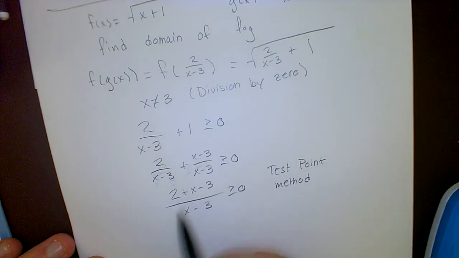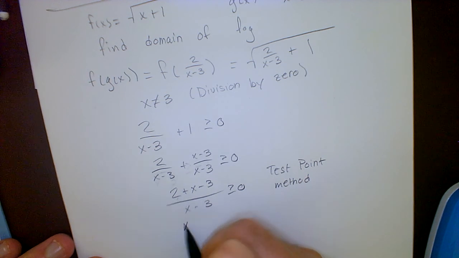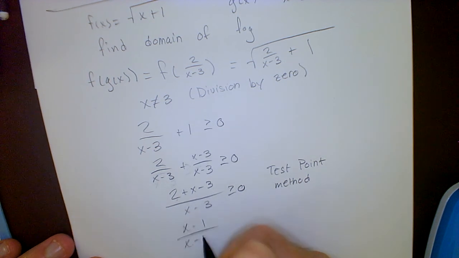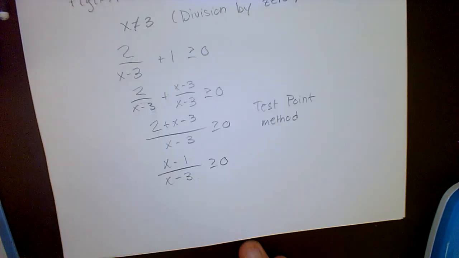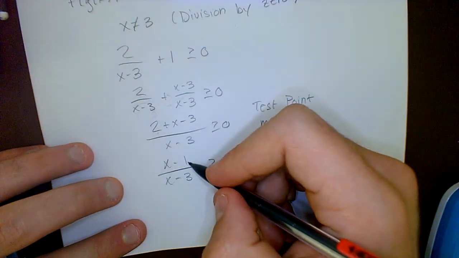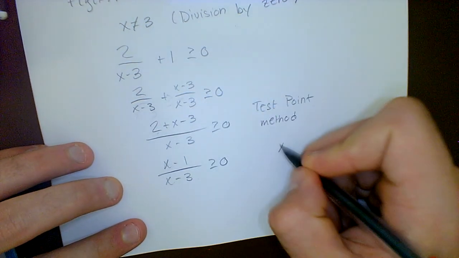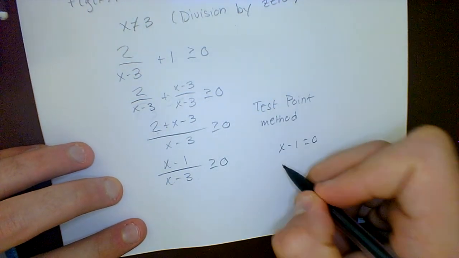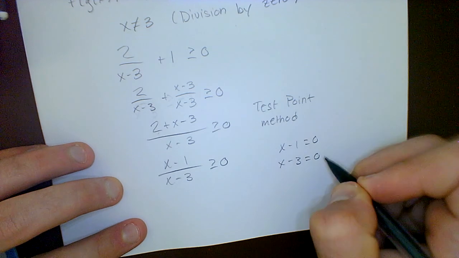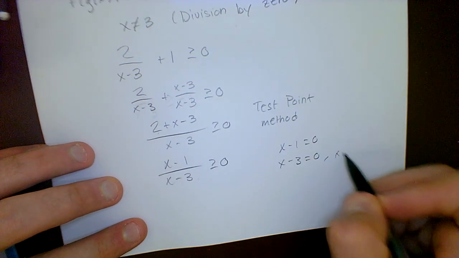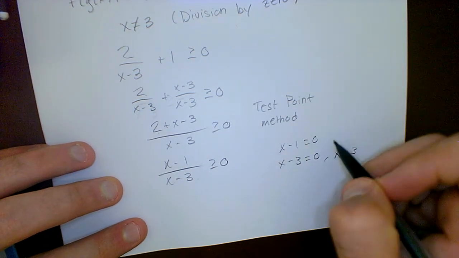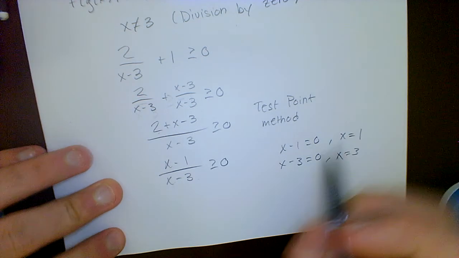So this is, well, let's simplify this. So 2 minus 3 is (x minus 1) over (x minus 3) is greater than or equal to 0. Okay, so we've got to look at when the numerator equals 0, so x minus 1 equals 0, and x minus 3 equals 0, right? Numerator and denominator equals 0. Well, this one we already solved for. This is x equals 3, and this one x is equal to 1.